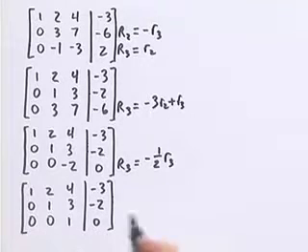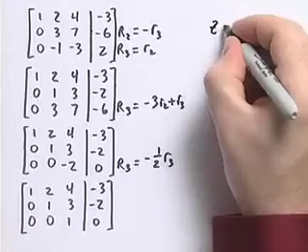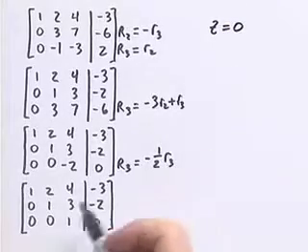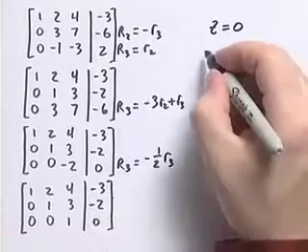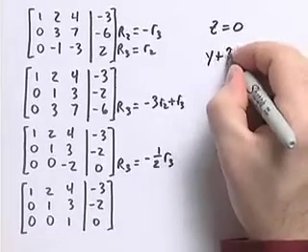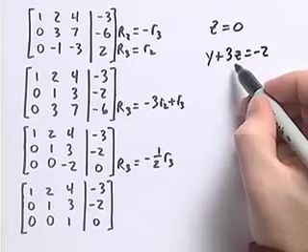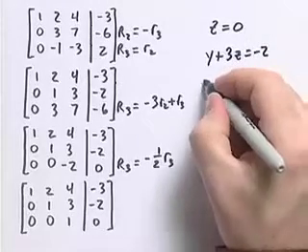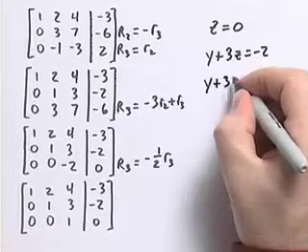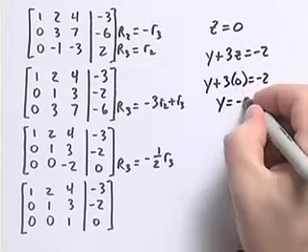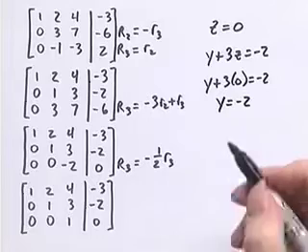This last row tells us that z is equal to 0. So we know the value for z. The second row gives us the equation y plus 3z equals negative 2. Since we know what the value of z is, we can plug that in, get y plus 3 times 0 equals negative 2. So y is equal to negative 2.